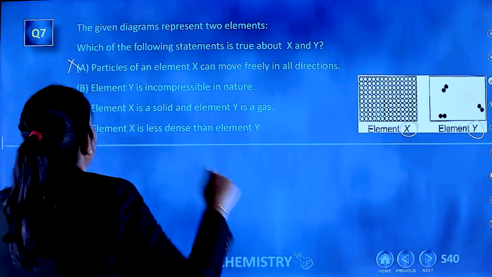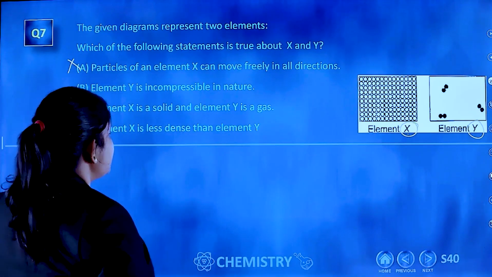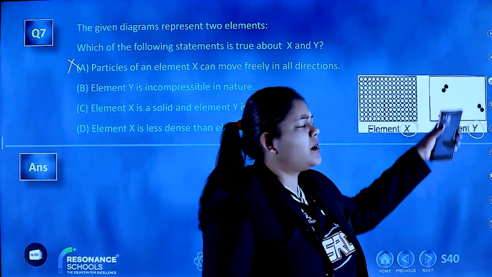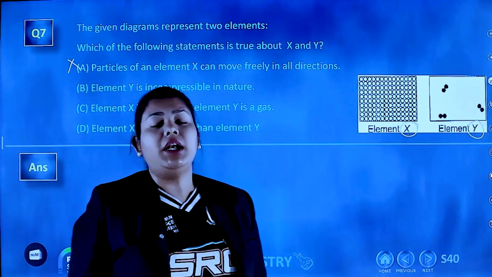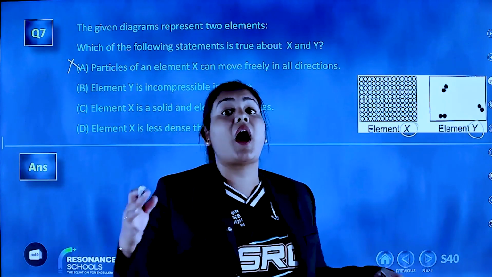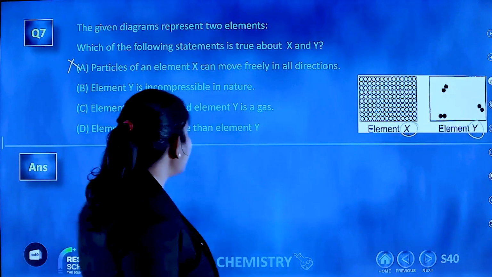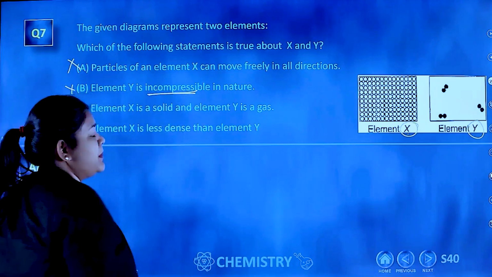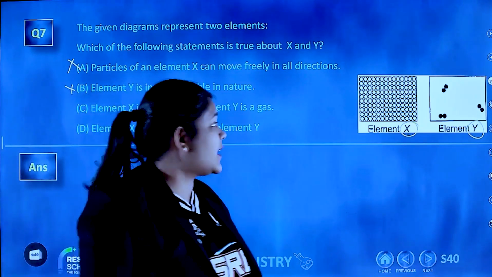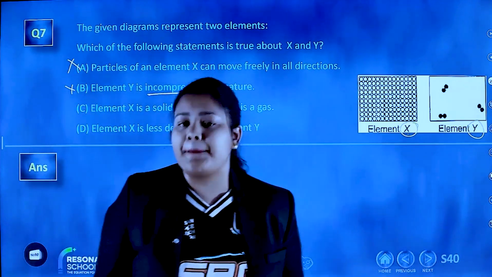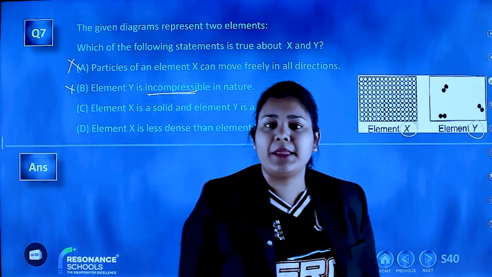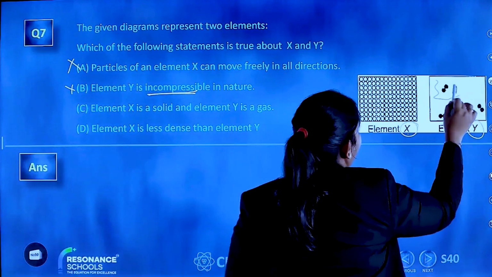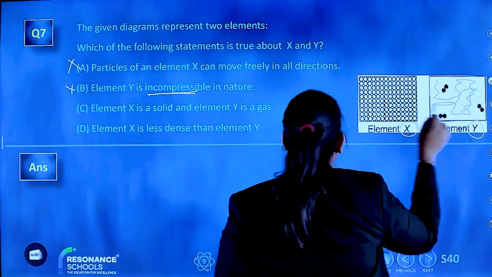Option B: element Y is incompressible in nature. I can easily see the interparticle spaces are very high. When interparticle spaces are very high, they are highly compressible. So option B is wrong. Incompressible means which cannot be compressed, but element Y is highly compressible because the space between the particles, this space here, is very high.